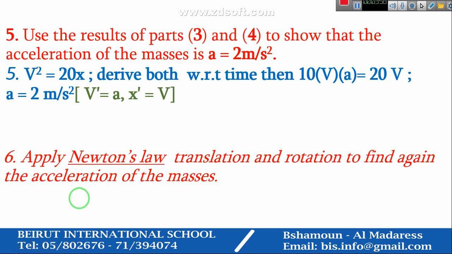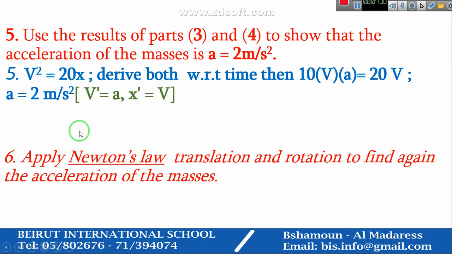Use the results of parts 3 and 4 to show that the acceleration is 2 meters per second squared. In part 3 we proved that the expression of the kinetic energy is 20x. In this part we proved that it's 5v squared. We have to derive. By the convenient derivation, the derivative of v squared is 2 v v prime, and you will get 5 times 2, 10, v times v prime, which is a, equals 20 times the derivative of x, x prime, which is v.